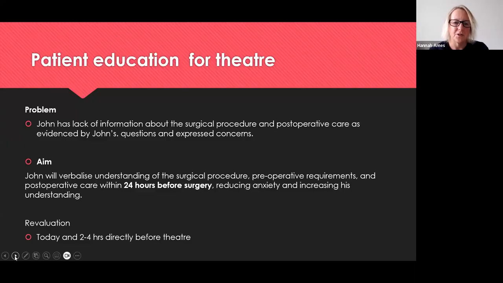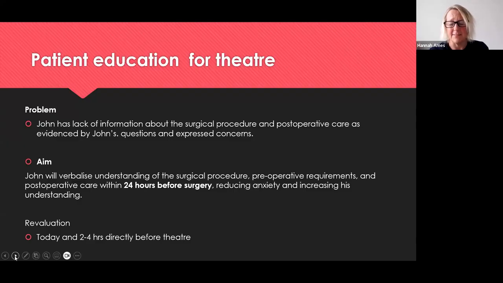So my problem is John has a lack of information about the surgical procedure and post-operative care, as evidenced by John's questions and expressed concerns. So your patient actor may, in your assessment station, be verbalising concerns around theatre or not really be sure about what's going to happen. And you might have addressed some of those in your assessment station by telling them, but you can write a care plan about it as well. So my aim would be for John to verbalise understanding of the surgical procedure, pre-operative requirements and post-operative care within 24 hours before surgery, reducing anxiety and increasing his understanding.